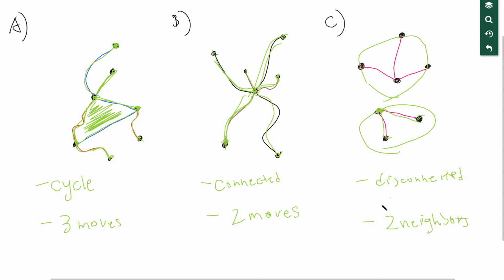For graph C, we want it to be disconnected, so these are separate, these two graphs are not connected, and that one point should have two neighbors, right? This point has exactly two neighbors. So yeah, that's all I have.